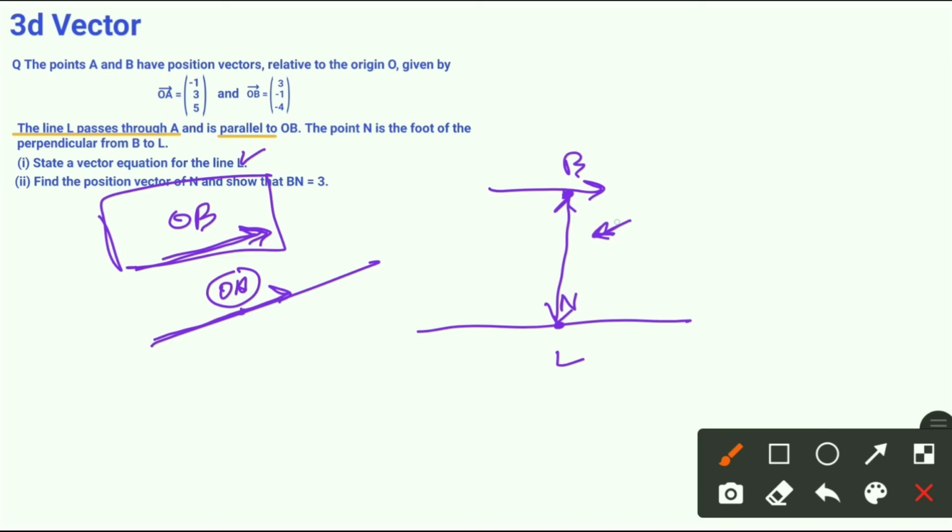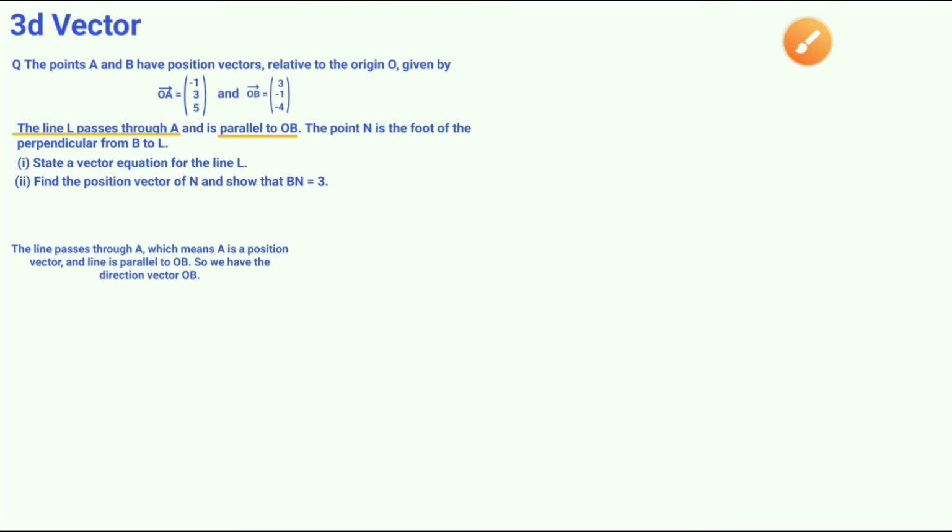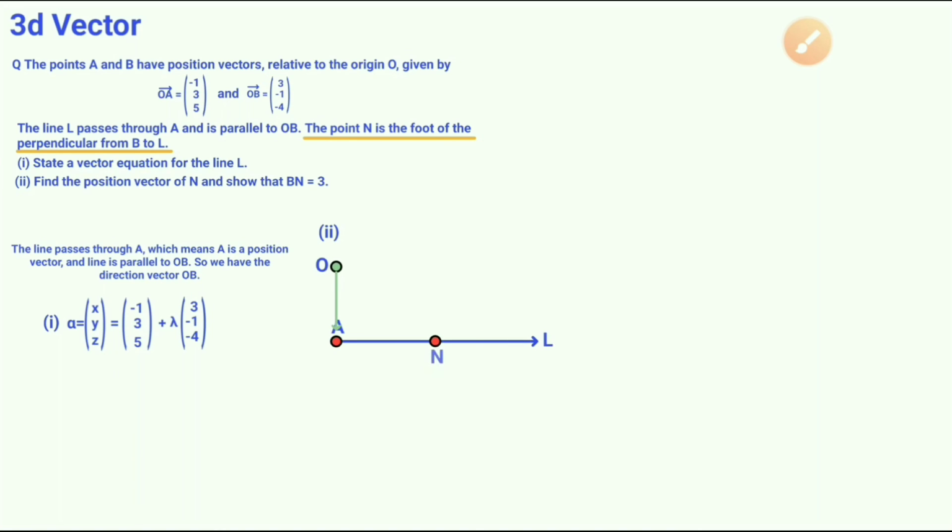First we will find the direction vector of BN. Then we take the magnitude of it, and you will get 3. And also we need to find the position vector of N. The line passes through A, which means A is a position vector, and the line L is parallel to OB, so we have the direction vector of OB. Part 1 is done, and as for part 2, the point N is the foot of the perpendicular from B to L.